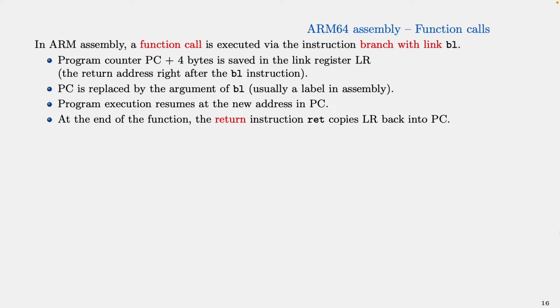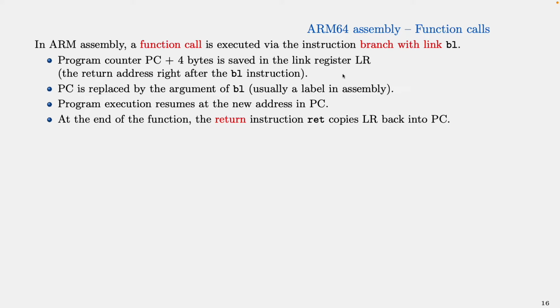Now let us look at how function calls work in ARM64 assembly. A function call is executed via a so-called branch with link instruction, or BL. This instruction uses the link register to save the return address. So this means when we execute the branch with link instruction, we first save the value of the current program counter plus 4 bytes in the link register. So this is the address of the instruction that comes right after the branch with link.